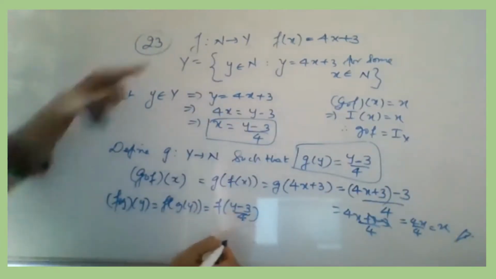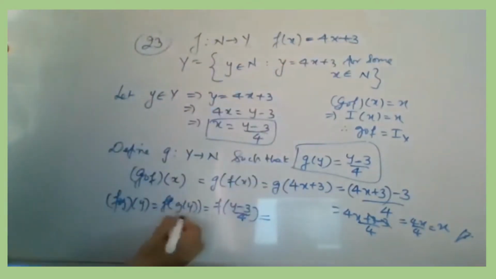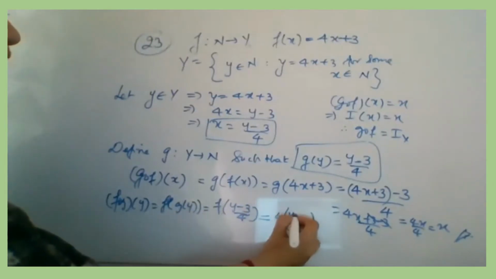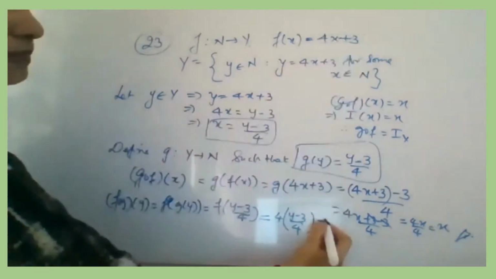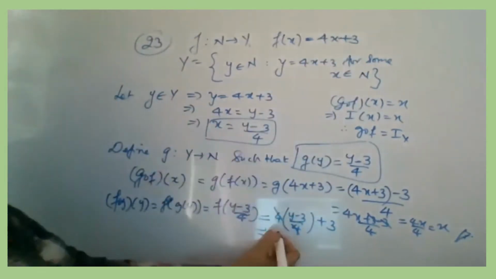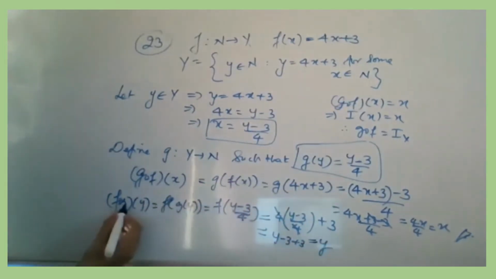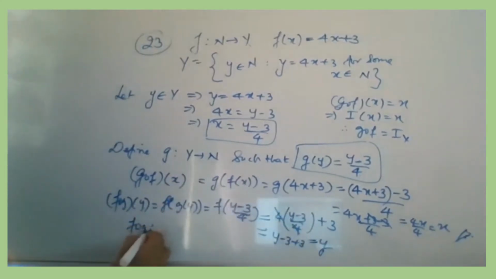Now again you need to go for the function f of x. f of x में क्या है? 4 into जो यहाँ पे लिखेंगे, तो 4 into यहाँ पे क्या है? (y minus 3) by 4. Okay, then you have a plus 3 here. So this 4 and 4 will get cancelled. You will get y minus 3 plus 3, which is y. So you have started with f composition g of y and you reached y. That means your f composition g is acting as I.